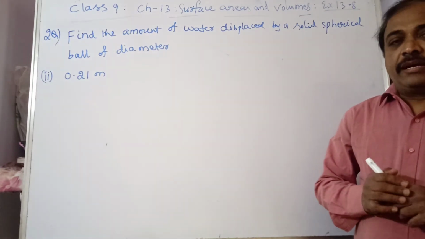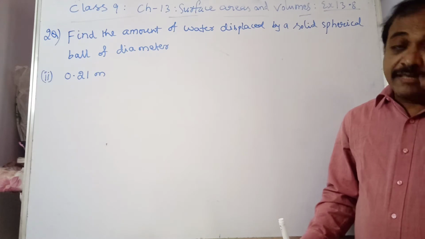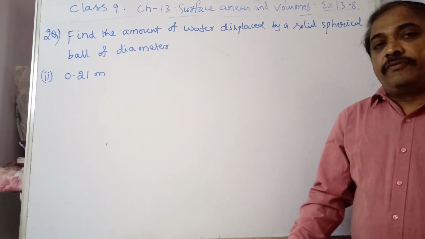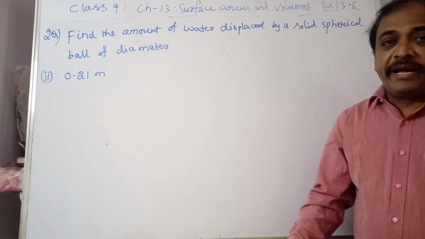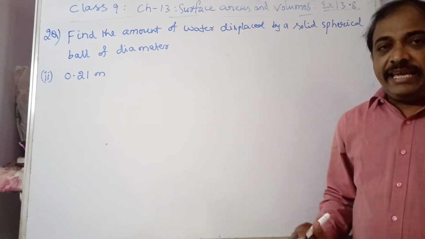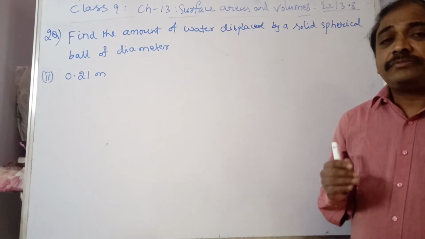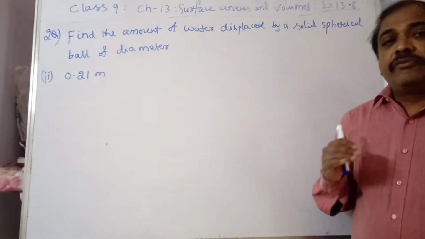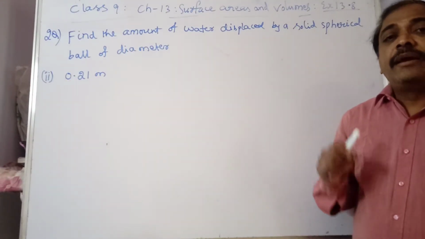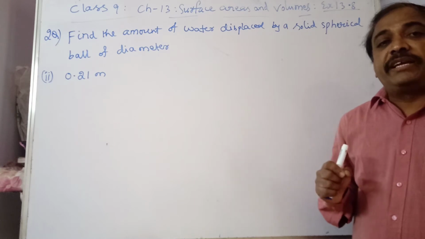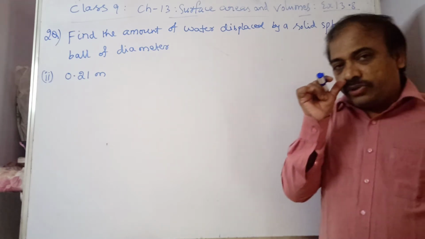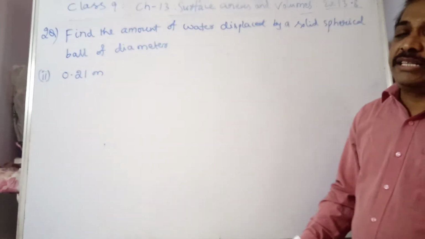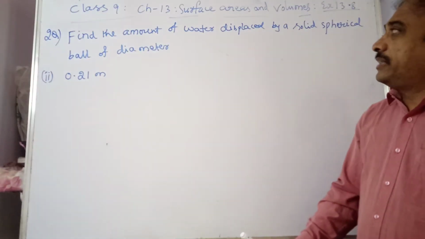Volume of sphere. What is the volume of sphere? It is 4/3 pi r cube. What is the volume of the sphere? 4/3 pi r cube. See, do not get confused with the formulas. The volume of the sphere is 4/3 pi r cube. Now we are going to discuss the sphere volume questions from the exercise.